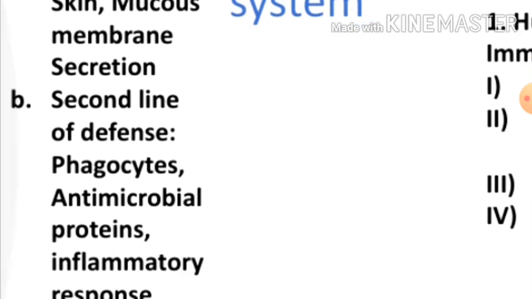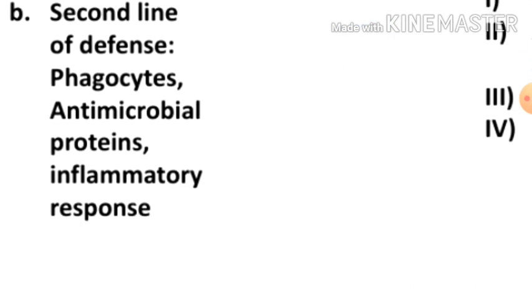The second line of defense consists of phagocyte cells. These phagocyte cells are specialized white blood cells, especially monocytes or lymphocytes. These phagocyte cells are also known as eating cells because they eat entire bacteria or entire viruses or other such pathogens. Number two is antimicrobial proteins. These proteins, especially antibodies, act against such pathogens and try to kill them when they come in contact with those pathogens.